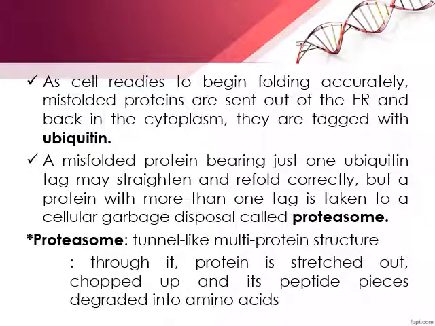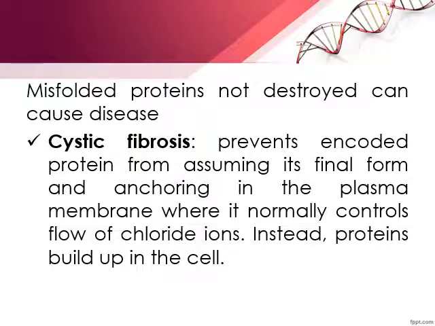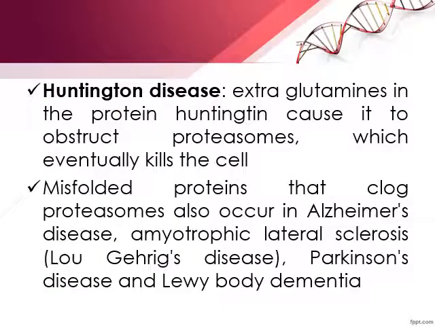So, ano tong proteasome? It is a tunnel-like multi-protein structure. So, through it, protein is stretched out, chopped up, and its peptide pieces degraded into amino acids. So, misfolded proteins, if not destroyed, can cause diseases. First, we have the cystic fibrosis. So, it prevents the encoded protein from assuming its final form. We also have Huntington disease. Extra glutamines in the protein huntingtin cause it to obstruct proteasomes, which eventually kills the cells.